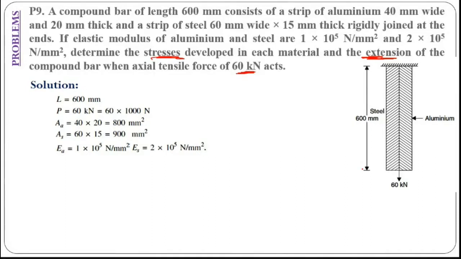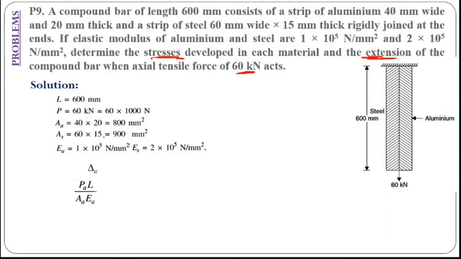And you also know the area. So area for the first material is 40 into 20, and area for the second material is 60 into 15. So we identify the areas with respect to that. We also know the Young's modulus, EA and ES, where A indicates aluminum and S indicates steel. So these are the given data.